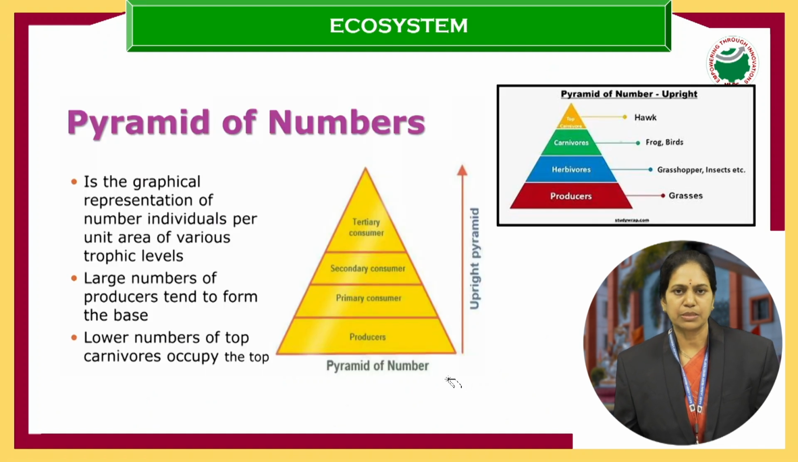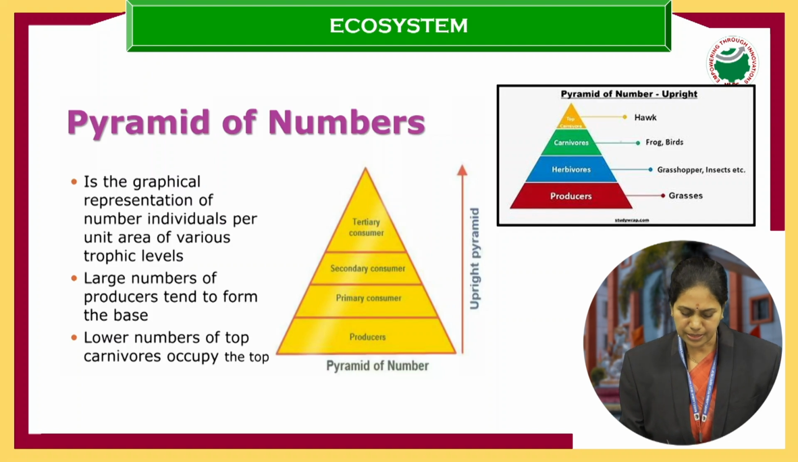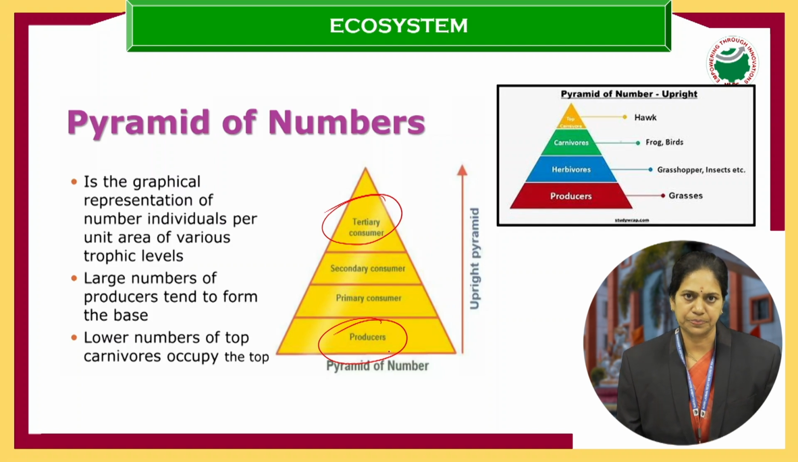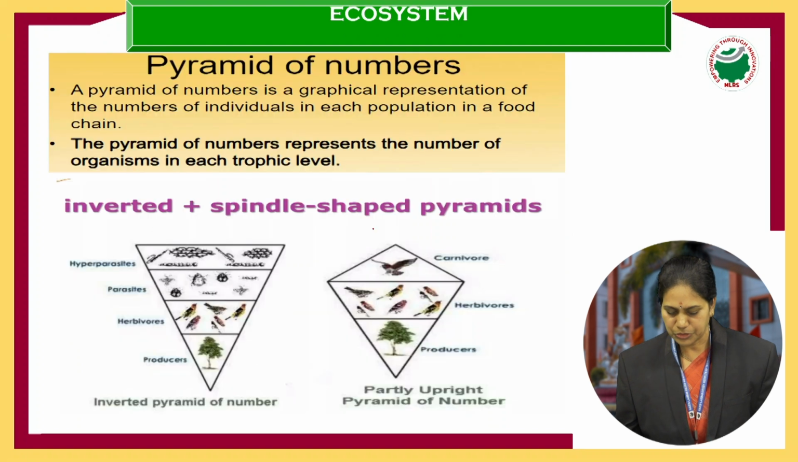Next, pyramid of numbers. So first one is the pyramid of numbers. In the form of a picture, in the form of a representation, he has shown that the number of producers is more when compared to the consumers. That is the reason he has placed the producers at the bottom and the consumers are placed at the apex. By this diagram you can simply say that the number is more here, the number is less here. That is what he wants to do. So pyramid of numbers, the producers are at the bottom, the consumers are at the top.